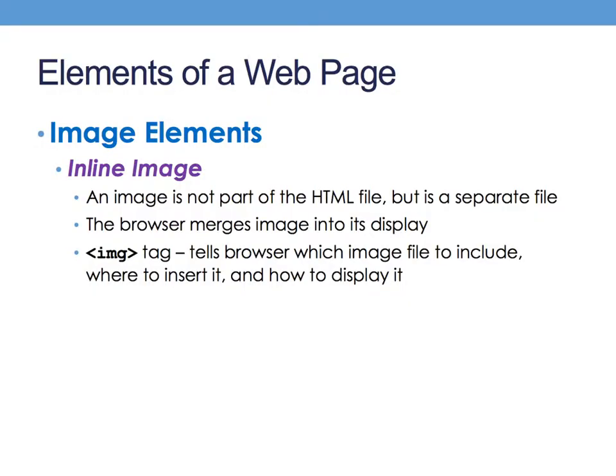Now, our next main type of element category are called image elements. And we call an image in HTML an inline image because it falls in line with our text and it kind of has to be formatted to go around it.